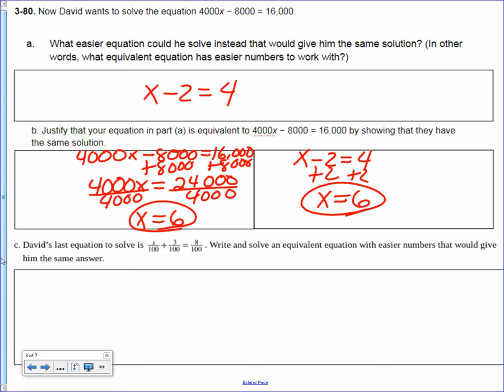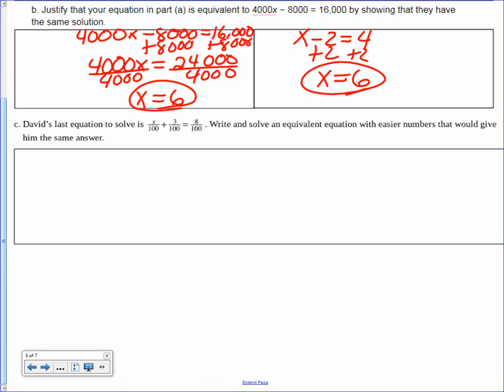So in D, or C, sorry, it says use his equation, write and solve an equivalent with easier numbers. I can multiply everything by 100. So when I do that, it's going to cancel out my denominators. So I just get x plus 3 equals 8. Subtract 3 from both sides. I get x equals 5.